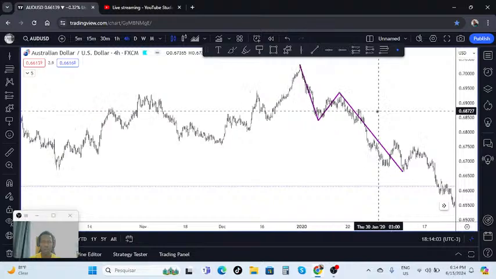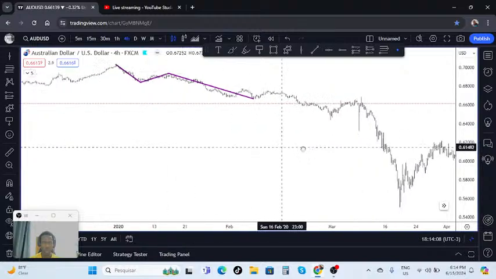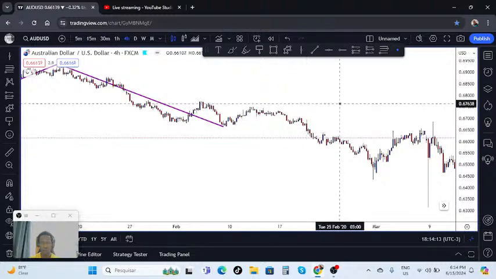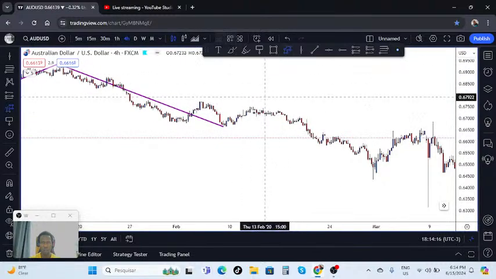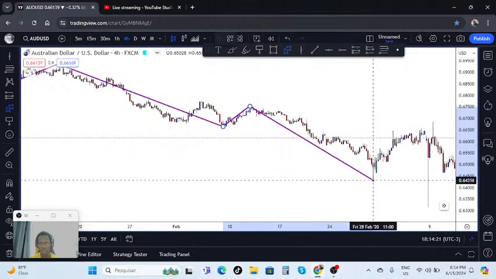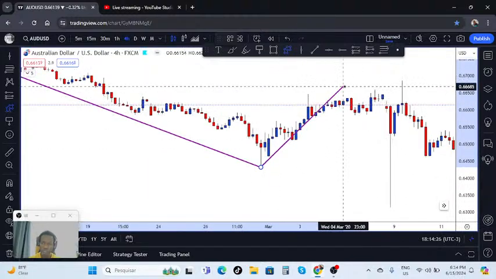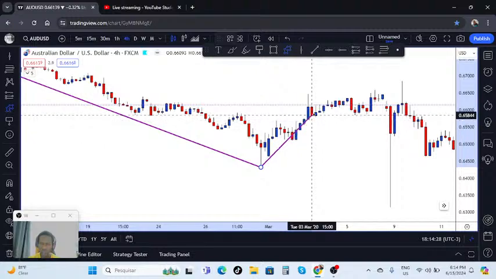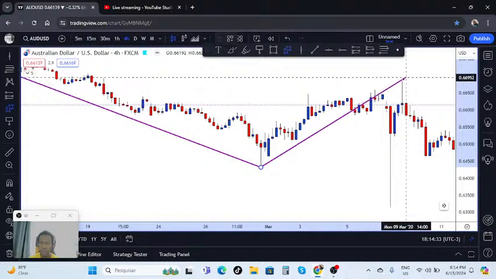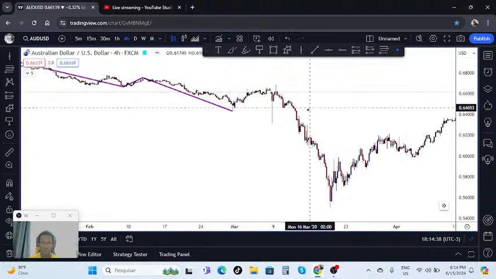All right, so market structure on the 4-hour time frame. We have a retracement here, so it goes on like this, and another one, okay, we have a retracement here: higher highs and higher lows, higher low, higher high, and the market made a new high. So let's just move forward like this.